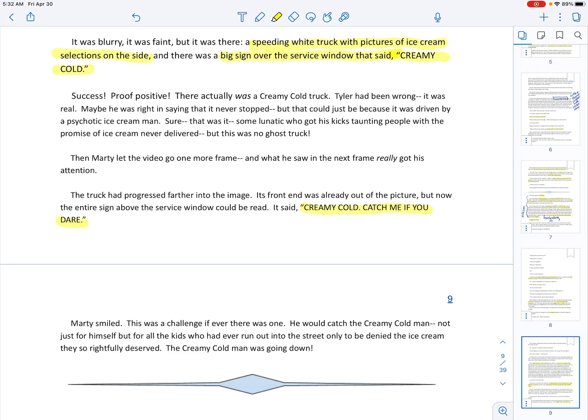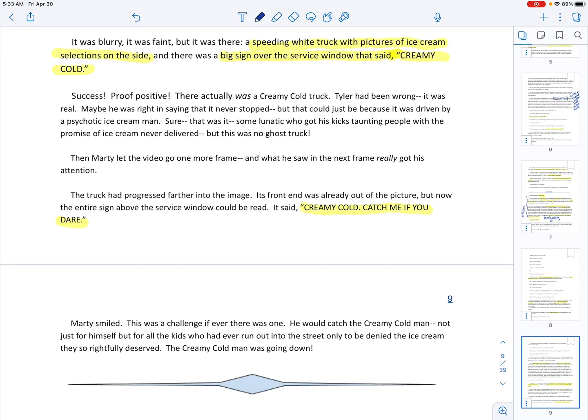Marty smiled. This was a challenge if ever there was one. He would catch the creamy cold man, not just for himself, but for all the kids who had ever run out into the street only to be denied the ice cream they so rightfully deserved. The creamy cold man was going down.